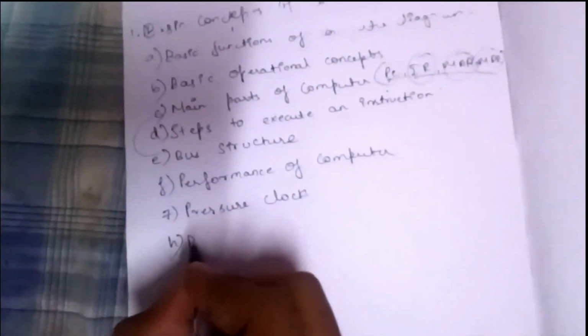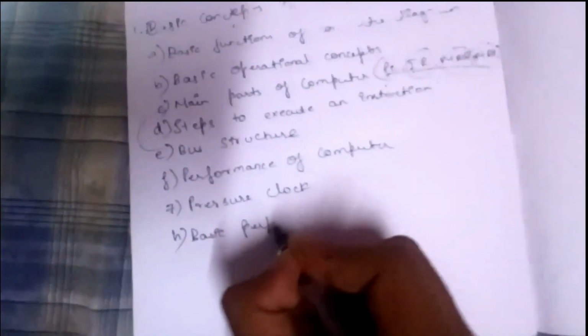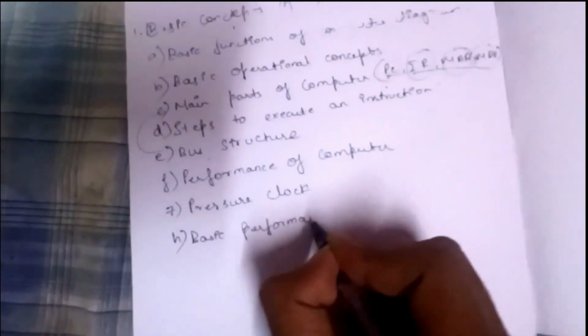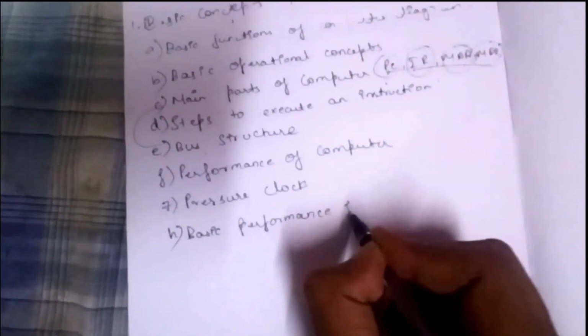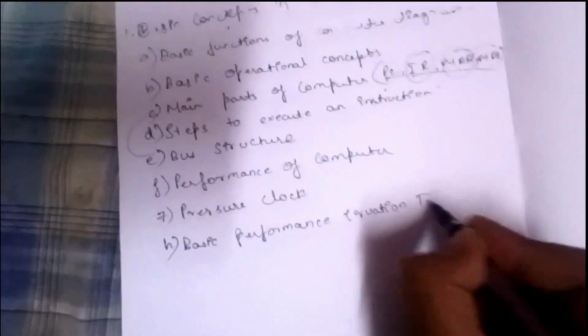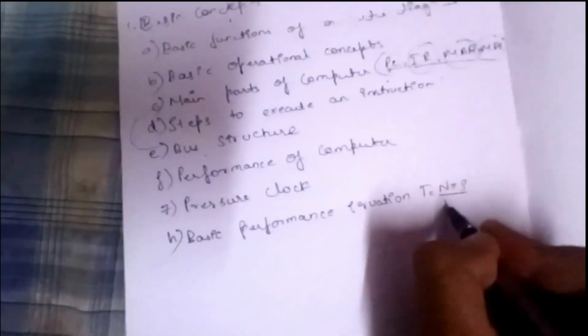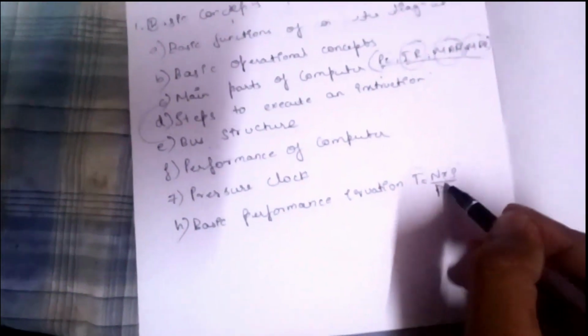Eighth question is basic performance equation. This is the most asked question. In 17 scheme also they have asked, in 18 scheme also they have asked basic performance equation. P is equal to N into S divided by R. You have to memorize this formula. You have to mention what T does, what S does, what R does.